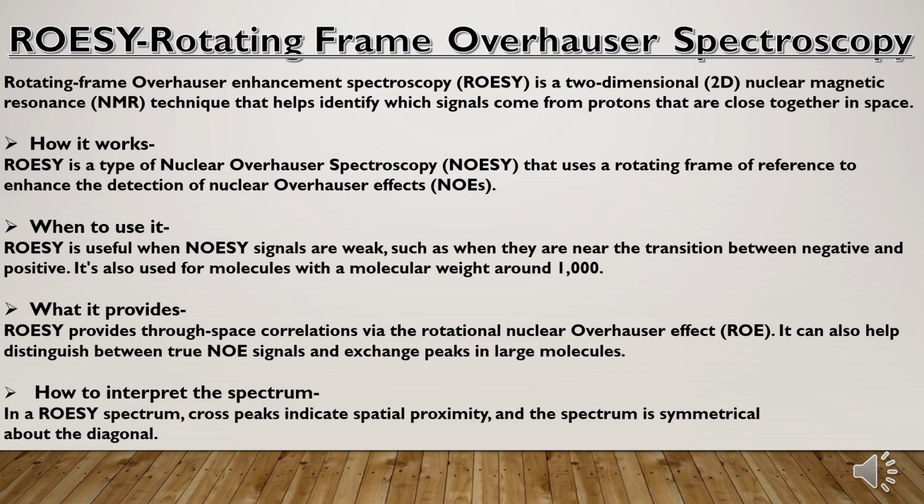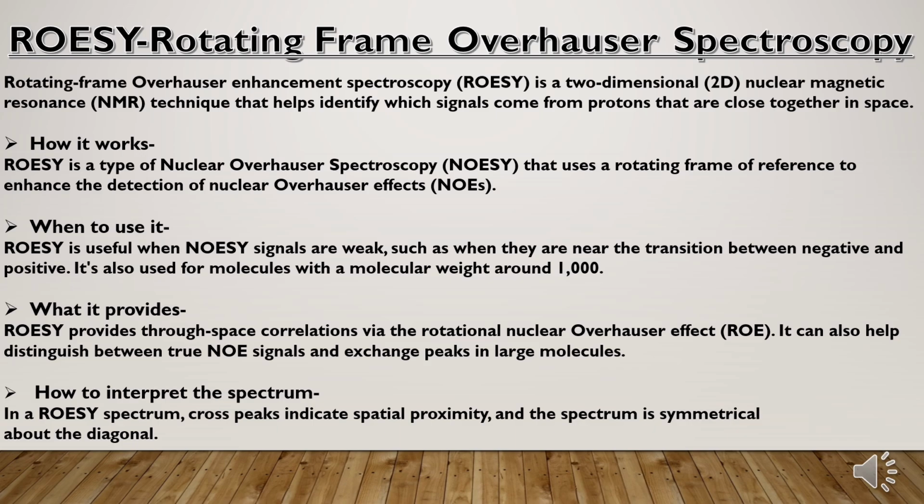ROESY, that is Rotating Frame Overhauser Enhancement Spectroscopy, is the two-dimensional nuclear magnetic resonance spectroscopy technique that helps to identify which signals come from protons that are close together in space. How it works? ROESY is a type of nuclear Overhauser spectroscopy technique that uses the rotating frame of reference for the enhancement, the detection of the nuclear Overhauser effect.